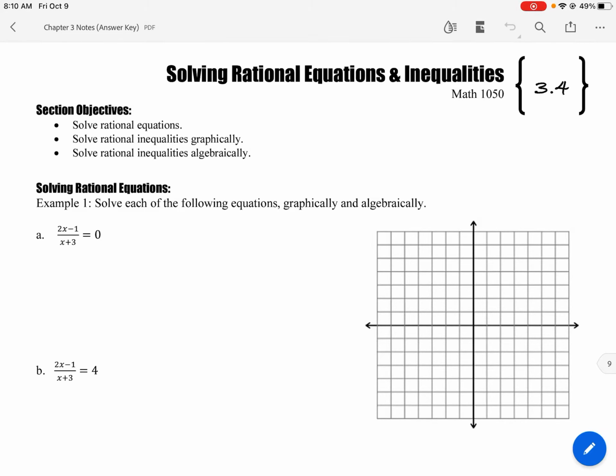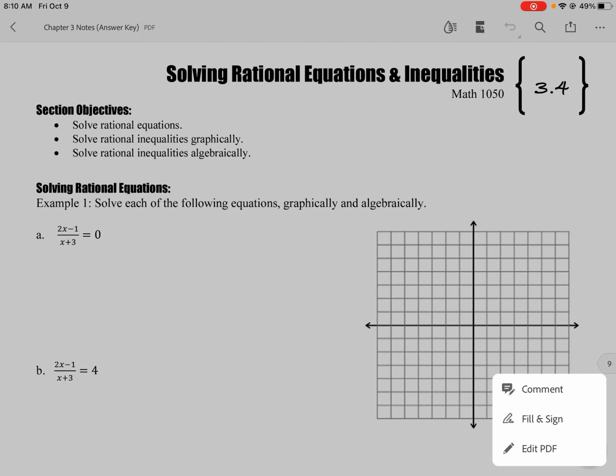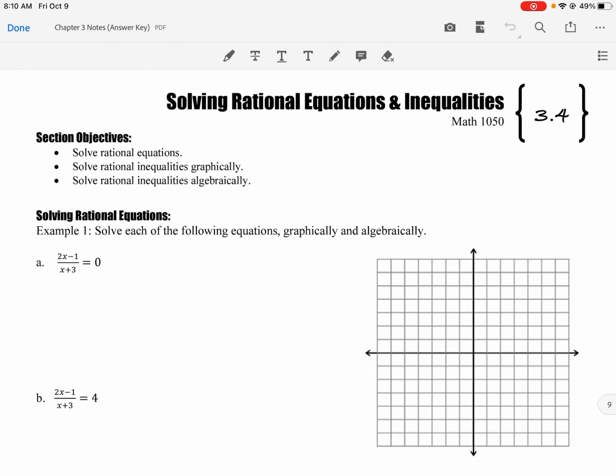Okay, for today we are doing 3.4, which is the last section of chapter 3. We're looking at rational equations and inequalities. As we go about, we're going to solve each of these graphically and algebraically. So let's start with graphically since we've done that a lot recently.